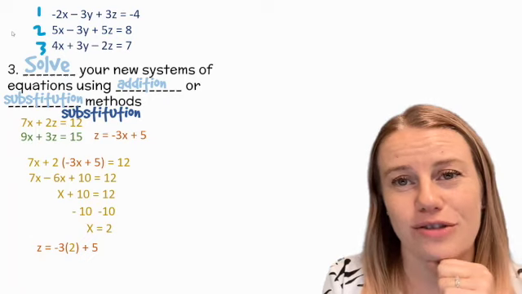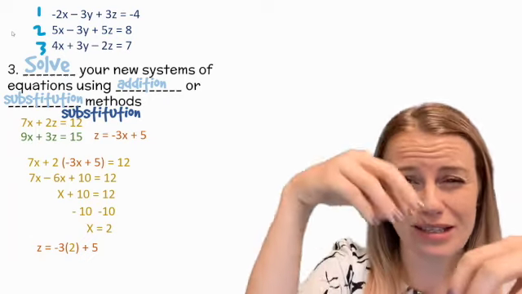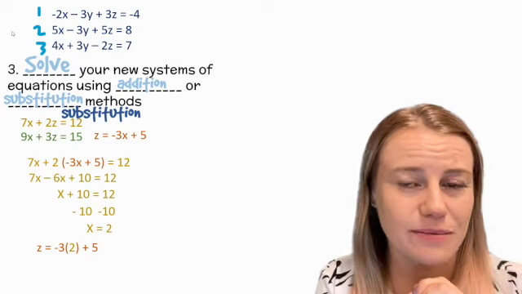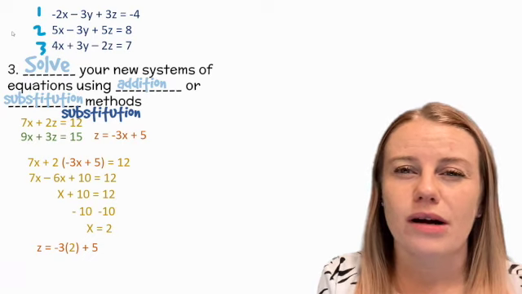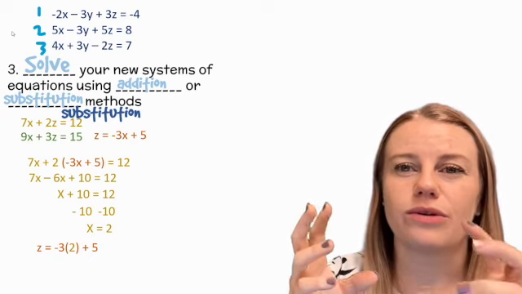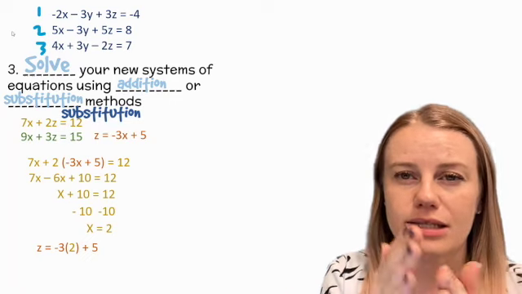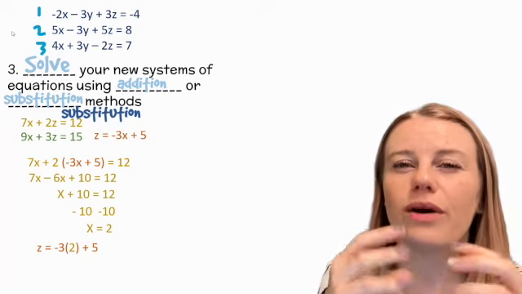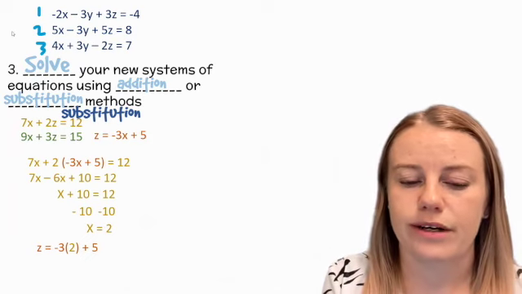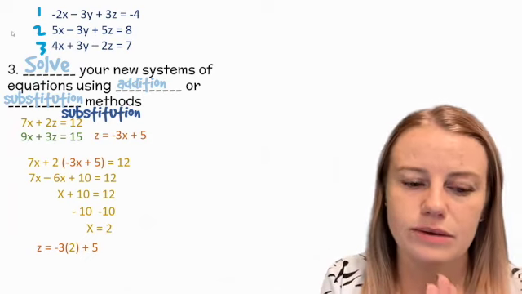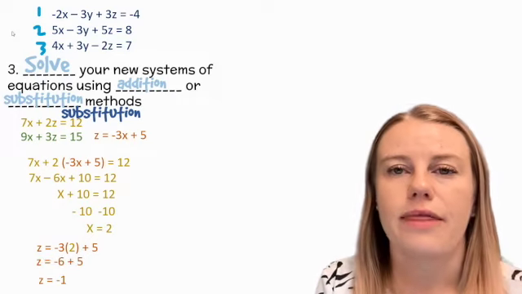Now we need to find z. So I can take that z equals and plug my new x into where x is. Substitution. Remember, substituting is when you replace something with something else. So I'm replacing that x variable with the number 2. So then I no longer in this equation have the x variable. So z equals negative 3 times 2 plus 5. When I do the math, z equals negative 1.